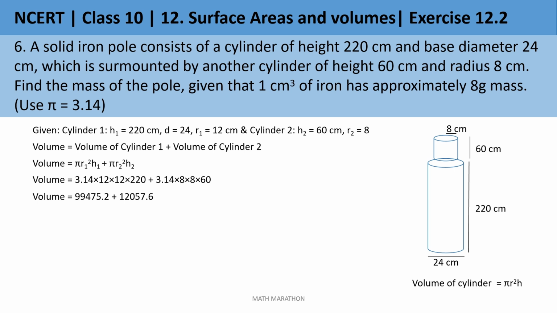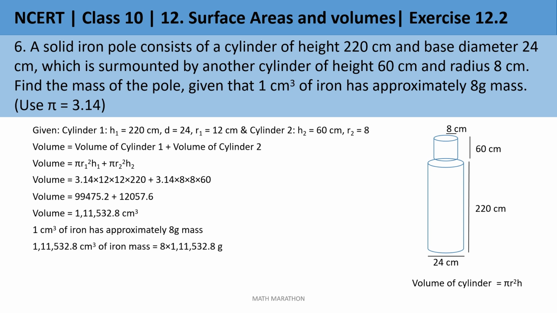Volume is equal to 99,475.2 plus 12,057.6. Volume is equal to 1,11,532.8 centimeter cube. We have the following information from the question. 1 centimeter cube of iron has approximately 8 gram mass. So, 1,11,532.8 centimeter cube of iron mass is equal to 8 multiplied by 1,11,532.8 gram.